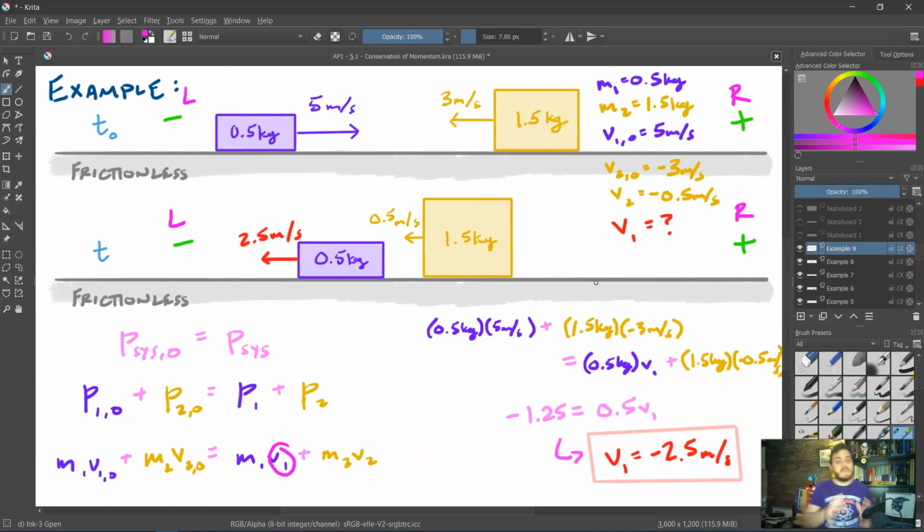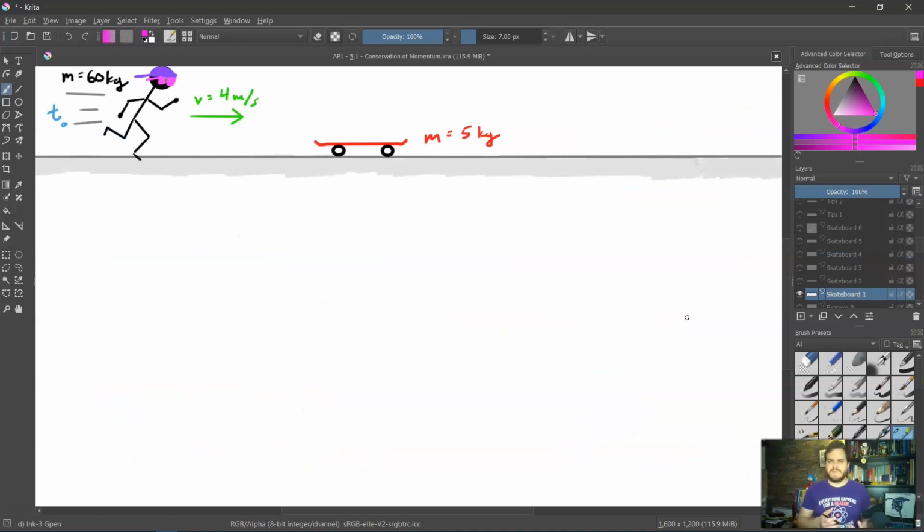But remember, its initial momentum, the 0.5 kilogram block, was to the right. And the 1.5 kilogram block gave it a lot of momentum to the left. And it transferred some of its momentum to it, causing it now to move to the left. Alright, so let's look at a slightly different situation that's going to take pretty much the exact same process.